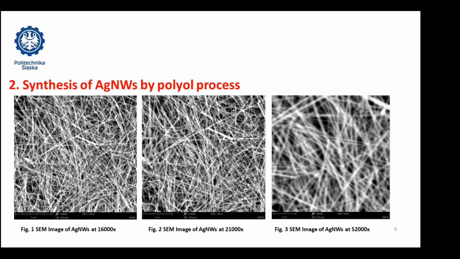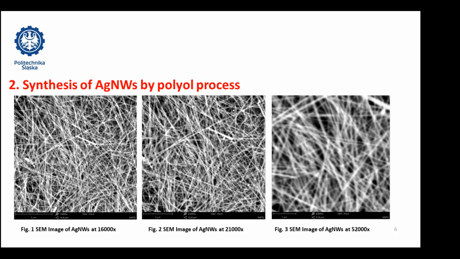First of all, the ethylene glycol has a dual purpose. It acts as a reducing agent as well as the solvent. The role of AgNO3 is to provide seeds for the silver nanowires. And the role of PVP is to promote the anisotropic growth of the crystal.